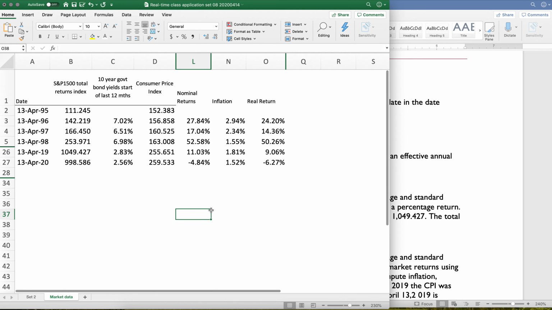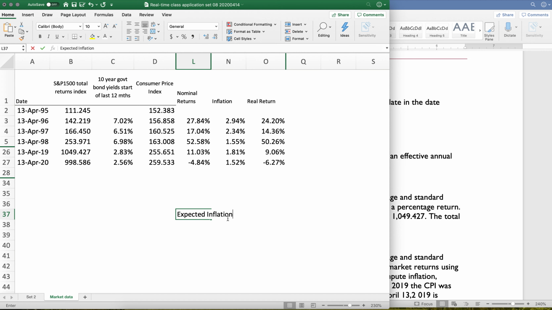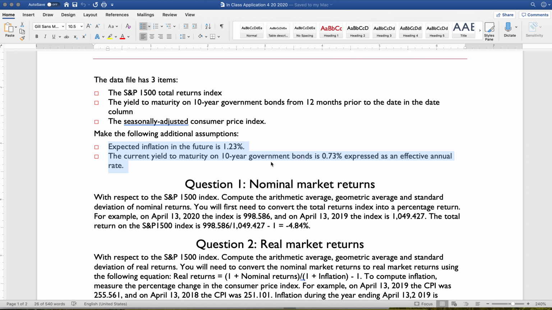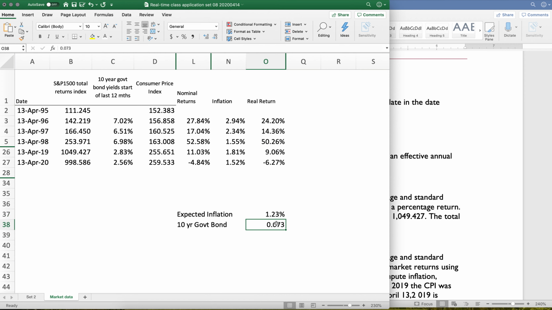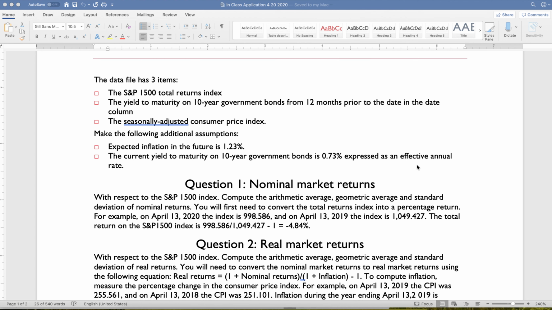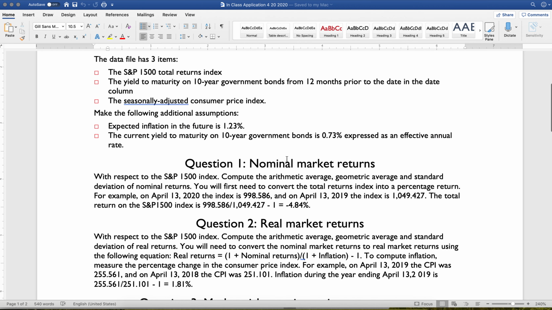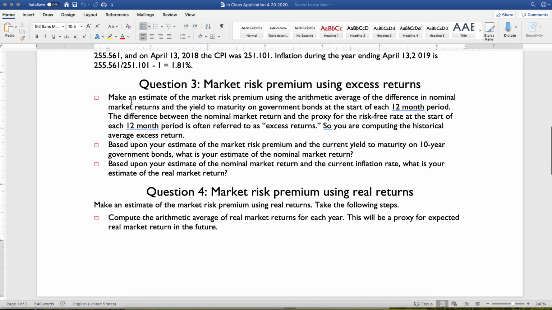So the expected inflation, and I'm going to do it out here. The expected inflation is 1.73%, and the 10-year government bond is 1.23, no, that's not right, 0.73%. Okay, so once we do that, we need to do all of this stuff.